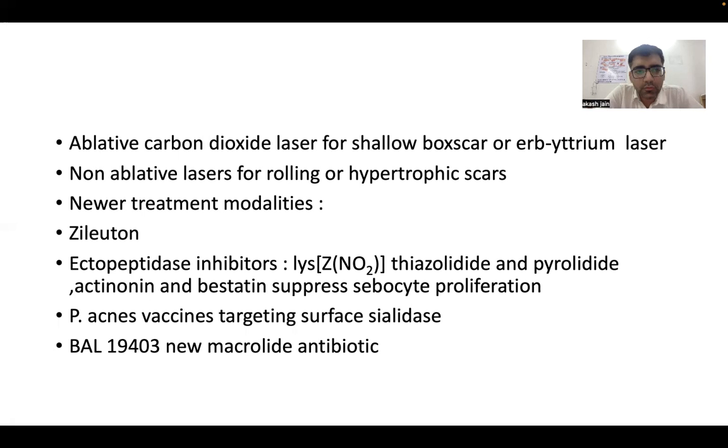Newer treatment modalities are zileuton, that is a lipoxygenase inhibitor, ectopeptidase inhibitors, thiazolate and pyrrolate, that is acetonium, which suppress sebocyte proliferation, topical dapsone, Propionibacterium acnes vaccines targeting surface sialidase, and PAL 19403 monomolecular antibiotic.